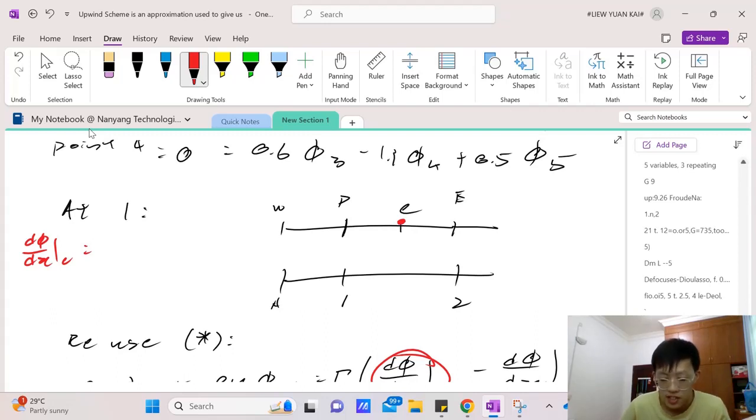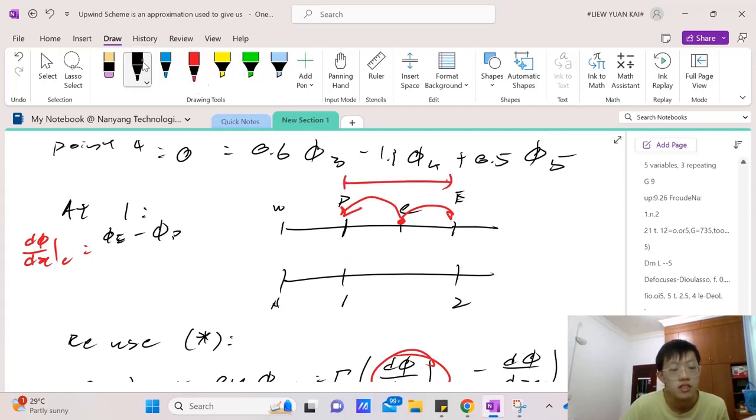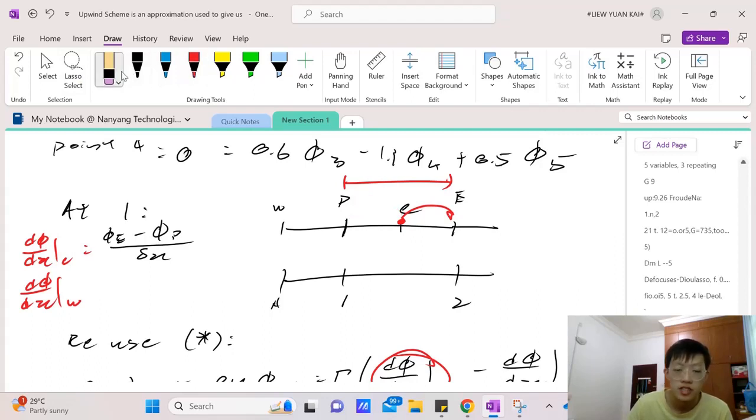To find derivatives in CFD, we take immediate right minus immediate left divided by the segment. So immediate right, which is phi E, and then immediate left, which is phi P, divided by the length of the segment, which is delta X. Same thing, we want this, but now at the west. So again, we will stand at west.